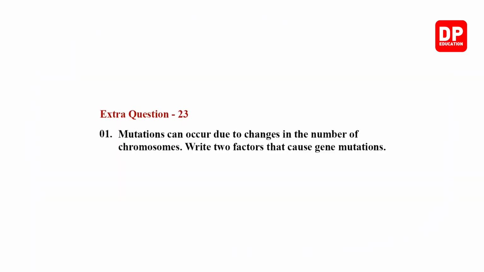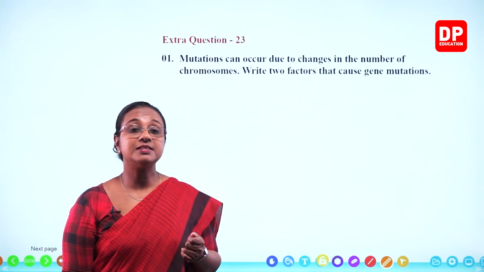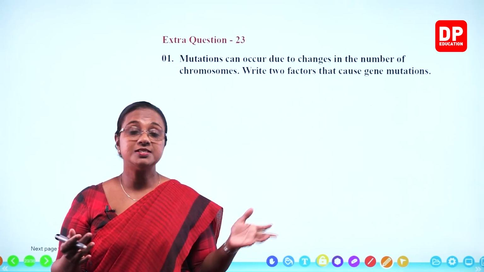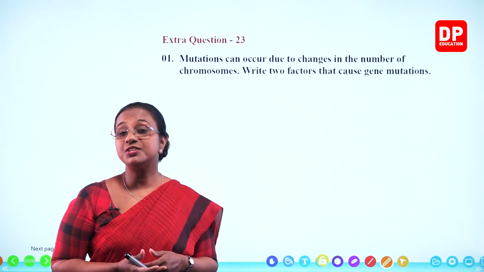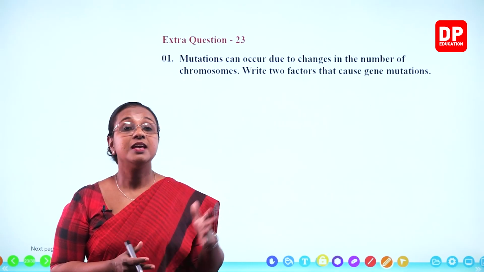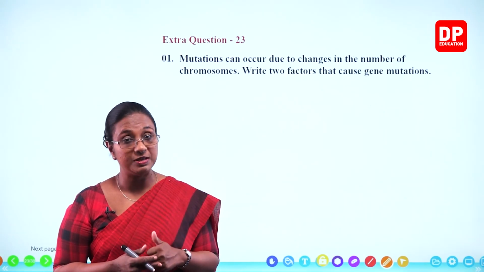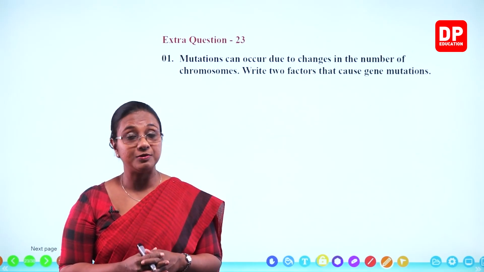Extra question 23. Mutations can occur due to changes in the number of chromosomes. Write 2 factors that cause gene mutations. What are the factors that can cause gene mutations? Now, there are gene mutations that are caused by radiation. You're familiar with that, the UV radiation that is there in the sunlight. You're familiar with electromagnetic waves and the UV radiation. This UV radiation can lead to gene mutation. If you're exposed to heavy UV radiation, the genes can get mutated.